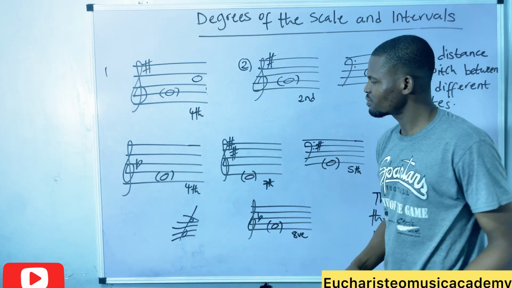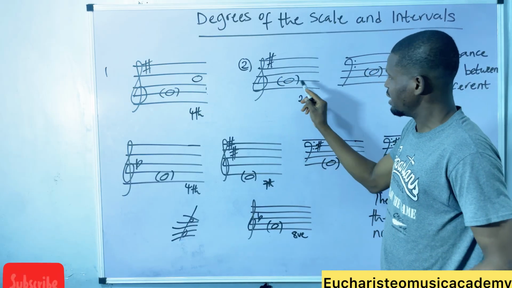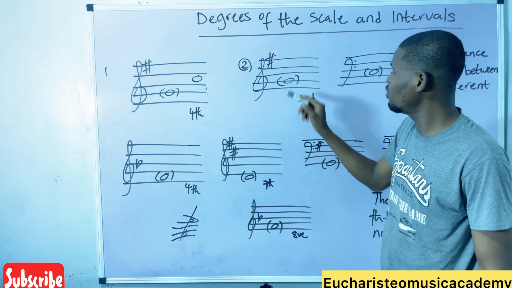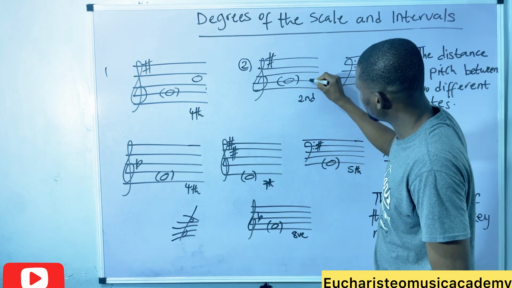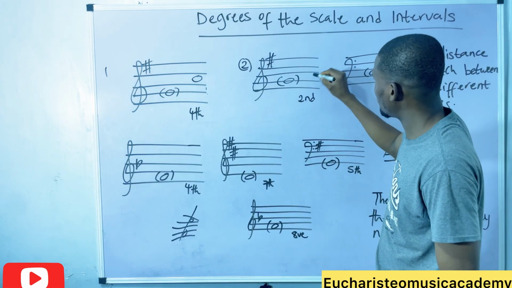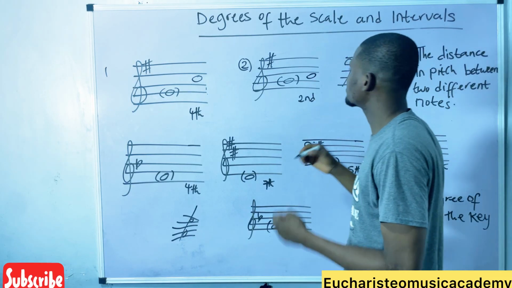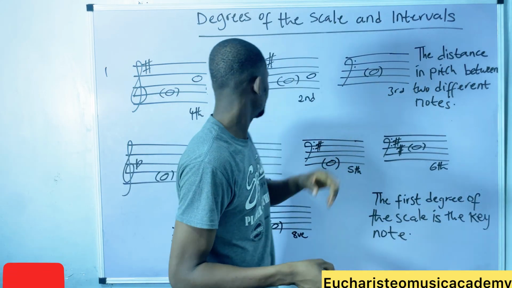Now let's go to number two. This is G major. This is the keynote because this is line G. And they say second. Let's count. This line will be our first, the space there will be our second degree. That's all.